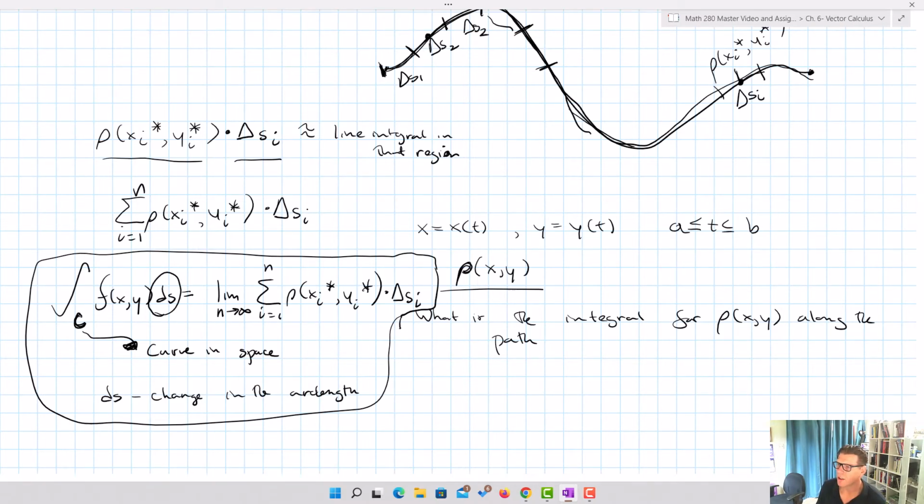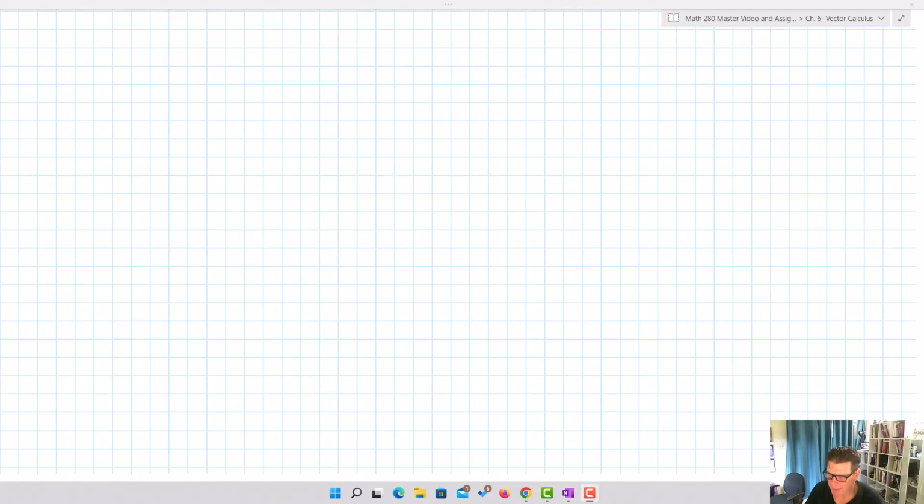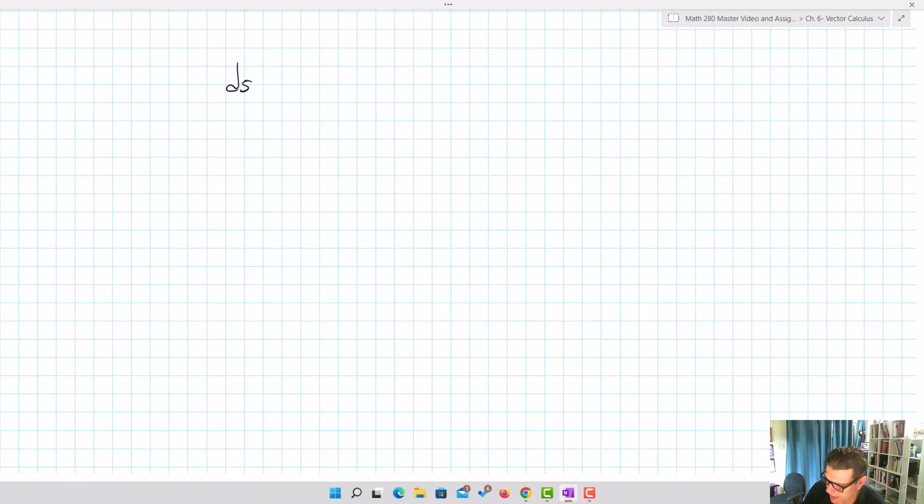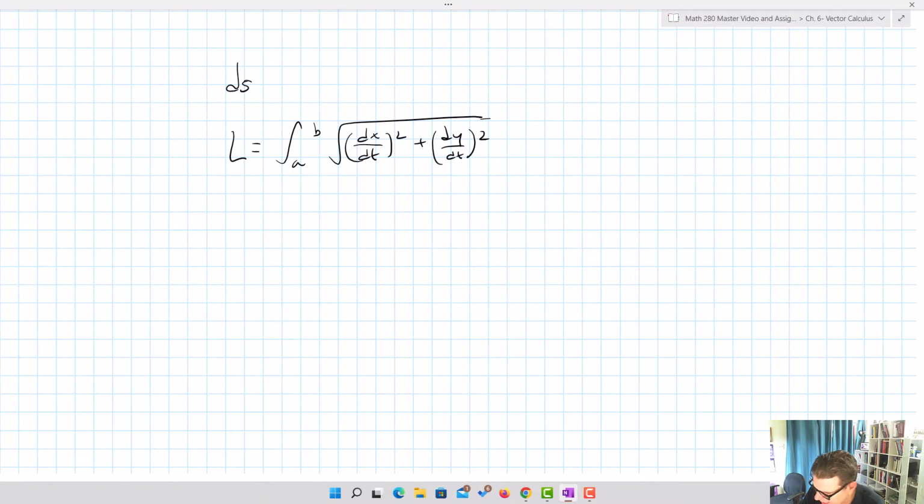Okay? So let's take a look at some examples, because I think that's going to help us out. Before we look at some examples, let's think about what that ds is. It is the change in our arc length. If you remember, the length of our curve L is going to equal the integral from a to b of the square root of dx dt squared plus dy dt squared, dt.